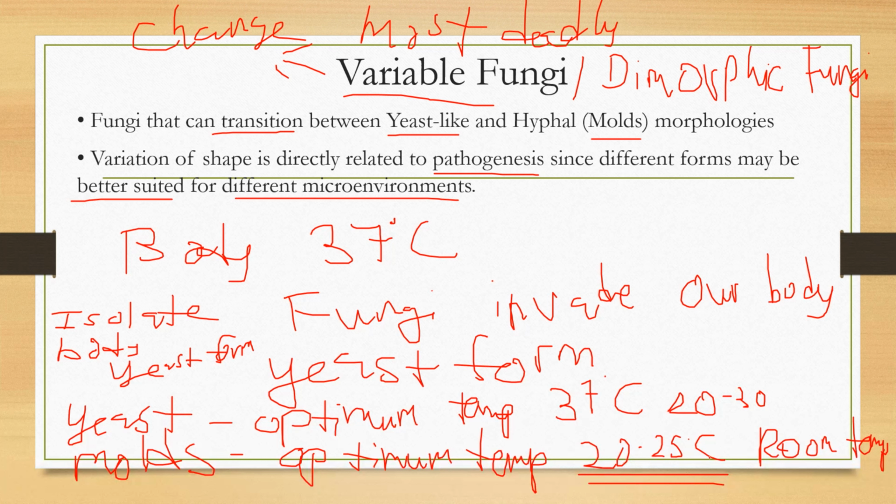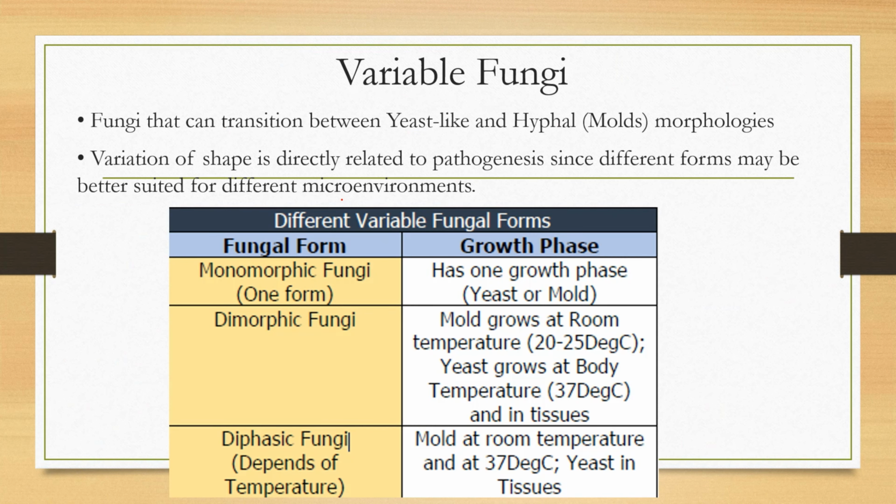They can only survive at 20 to 25 degrees or 20 to 30 degrees, or basically the room temp. That's why, as mentioned in the statement, the variation is dependent also, class, on their environment. So do take note of that. So these are the different variable fungal forms. So if it's a monomorphic fungi, it only has one form, has only one growth phase. It can either grow as a yeast or a mold.